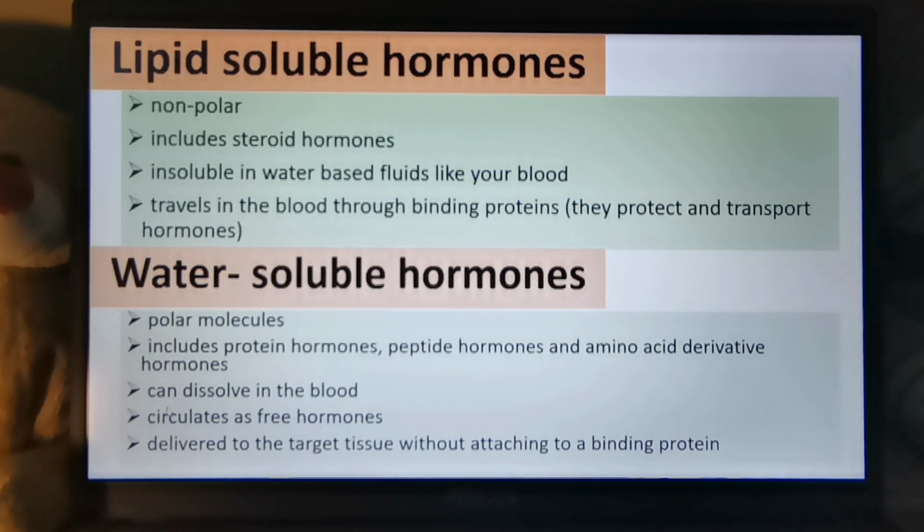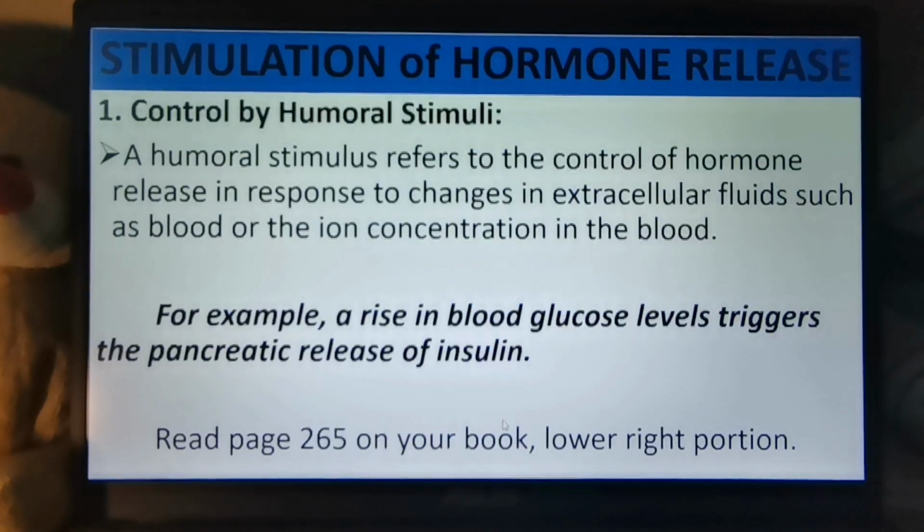Okay, so your water-soluble hormones can dissolve in the blood. It circulates as free hormones and is delivered to the target tissue without attaching to a binding protein. Again, ang lipid kailangan pa ng binding protein, ang water-soluble hormones hindi na.